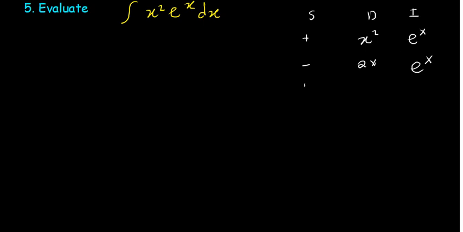And then we're going to have a positive, differentiate 2x, that will give us a 2. This will still be e to the power x. And then negative, differentiate 2, that will give you now a 0. This will still be e to the power x. Okay, so now we can multiply in the diagonals, this by that, also this by that.